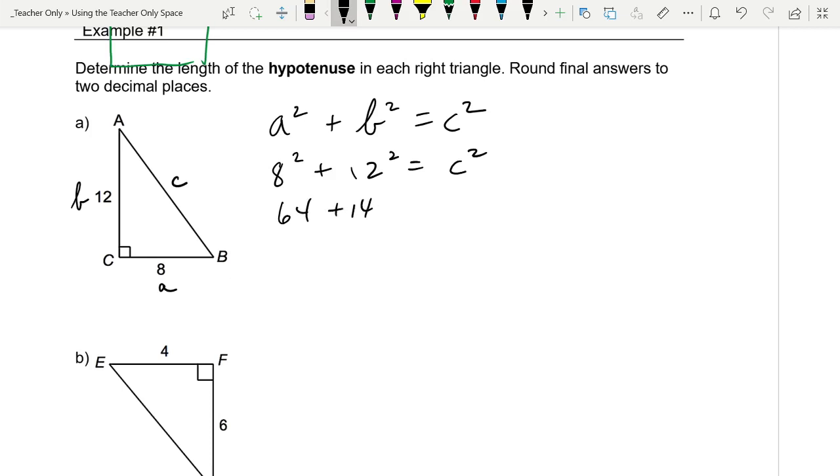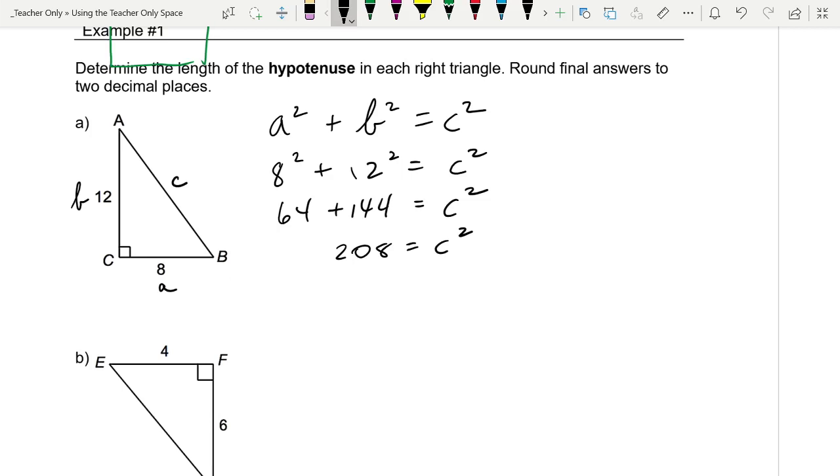64 plus 144 equals c squared. And let's see, 60 plus 140 is 200, so 208. Now, is 208 a perfect square? No, it's not, because 196 is 14 squared and 225 is 15 squared, so it's 14 point something.